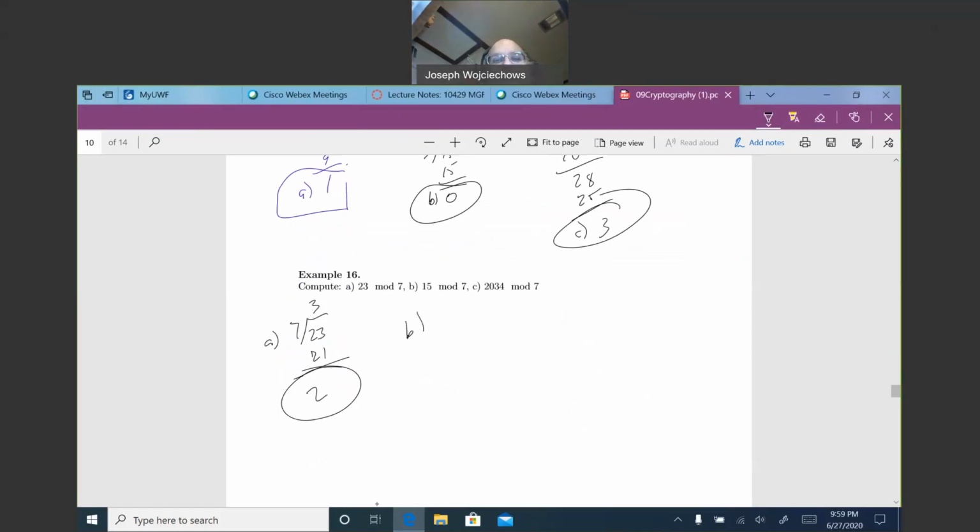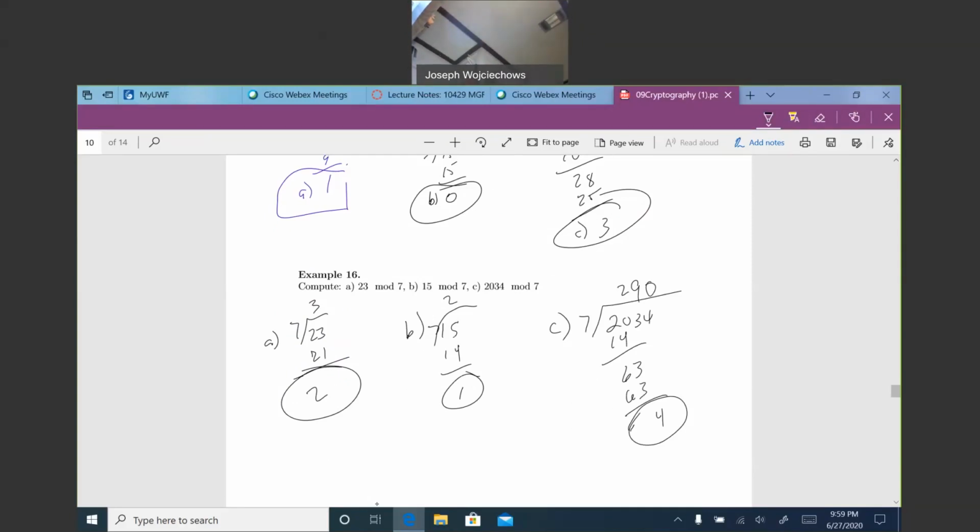For B, here we have 15. 7 goes into 15 twice, which is 14, with a remainder of 1. And for C, 2034. Okay, 7 goes into 20 twice, that's 14. 6, bring down the 3, that's 63. 9 times 7 is 63, bring down the 4. And we have 0, so our remainder is 4. That's all it is.